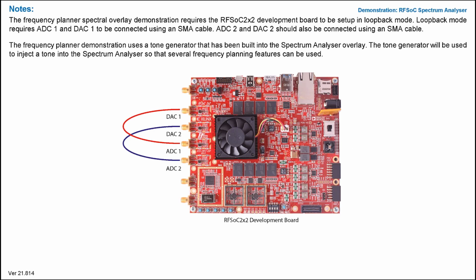Before starting this demonstration, it is useful to describe the hardware setup of the RFSoC 2x2. For this example, the RFSoC 2x2 should be set up in loopback mode. This mode requires ADC1 and DAC1, ADC2 and DAC2 to be connected together using an SMA cable. Loopback mode is useful as there is a tone generator in the spectrum analyzer tool. The tone generator will be used to inject the 300 MHz tone into the spectrum analyzer so that several frequency planning features can be used. The diagram on the screen presents the hardware setup for the following demonstration.